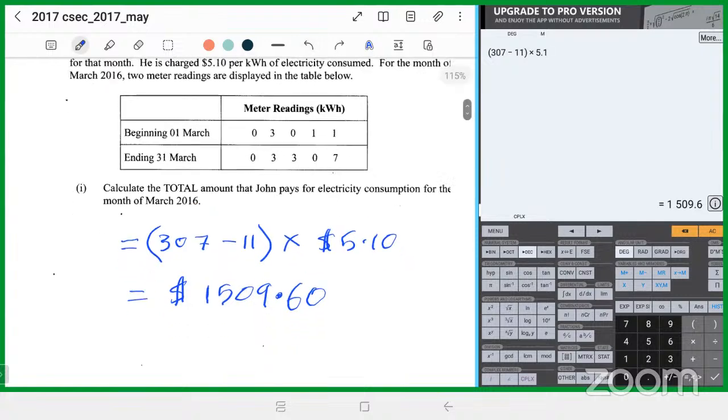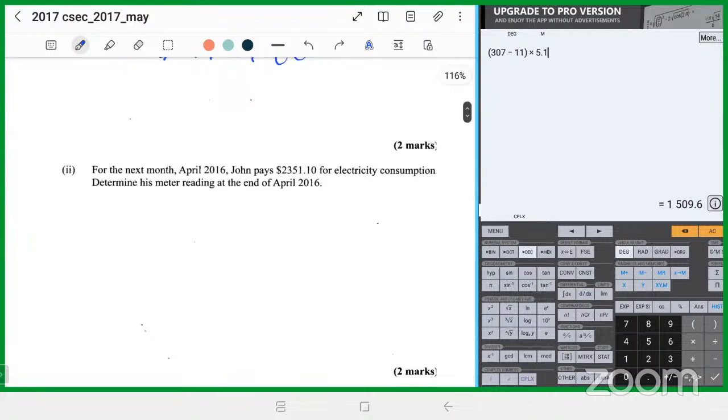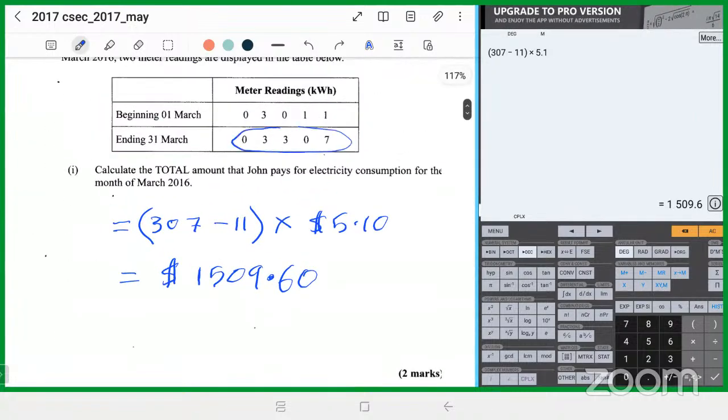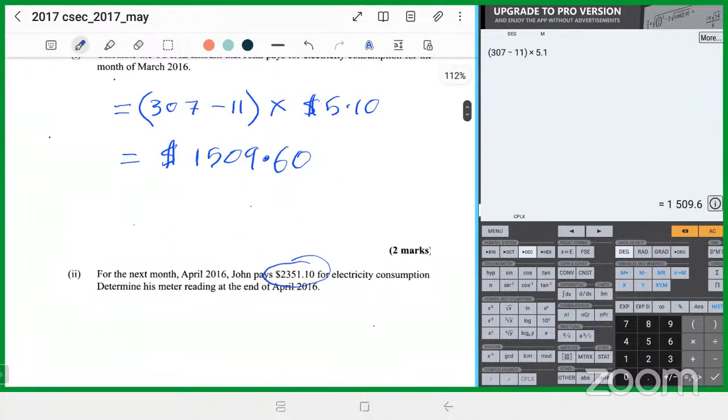Let's continue. The next part says, for the next month of April, he paid this amount. Remember, his meter is starting right here, so that's where his meter starts for the next month. He paid that amount at a rate of $5.10. So if you divide this total by $5.10, you will know the total amount that he used in that month.